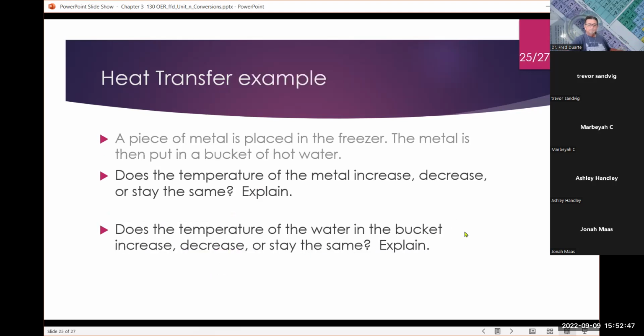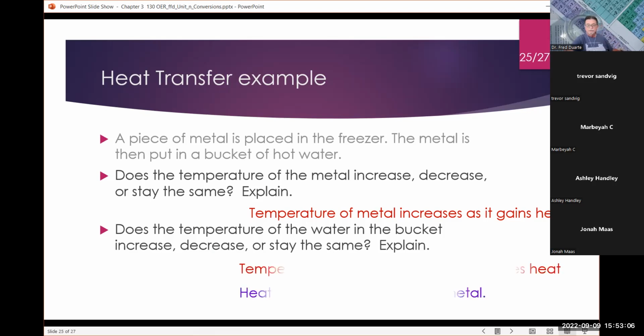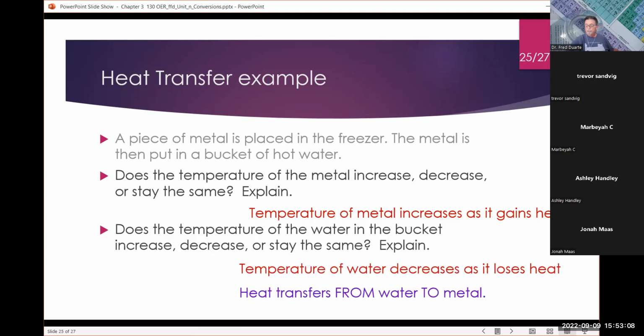Okay, so another example would be a piece of metal placed in the freezer. It's nice and cold. You take it out and put it into a bucket of water. The temperature of the metal will increase. Why? Because it's gaining heat, and the temperature of the water will drop because it's losing heat. In fact, if you ever need to lower the temperature of, say, a cup of hot coffee or tea, just put a cold spoon in it. That temperature would drop real quick.